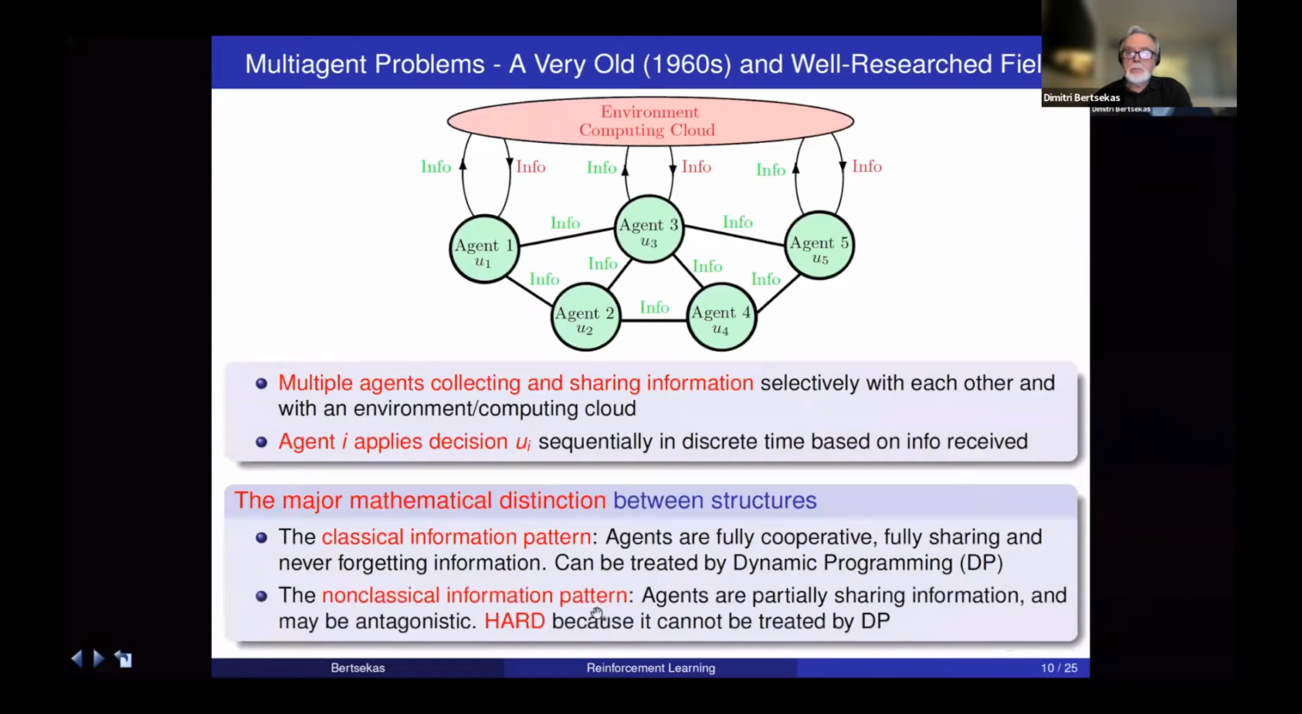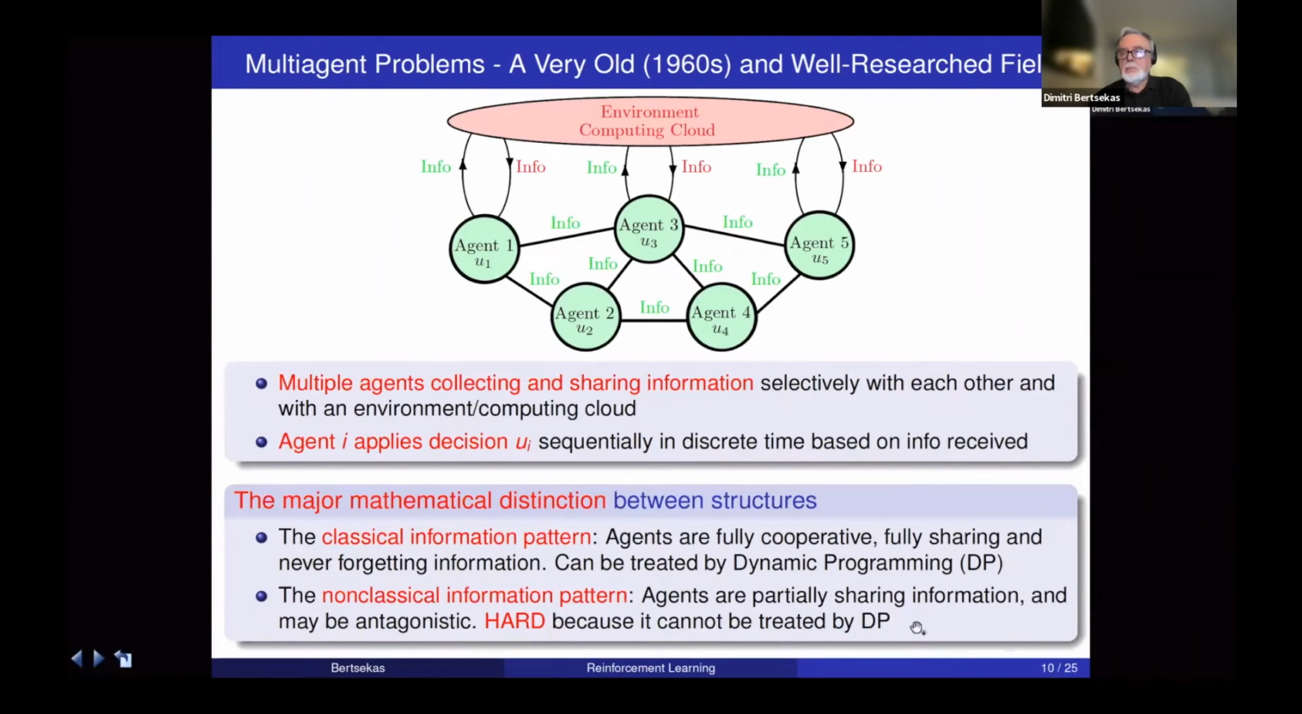A far more difficult case, relatively speaking, is when you have a non-classical information pattern where the agents do not fully share information. They have some private information, and they may also be antagonistic, like in a game type of problem, either zero-sum game or a Nash type of game. Now, when you have a problem with this type of information pattern, it immediately becomes very hard because it cannot be treated by dynamic programming. Not only are approximations essential, but they are very difficult to solve.